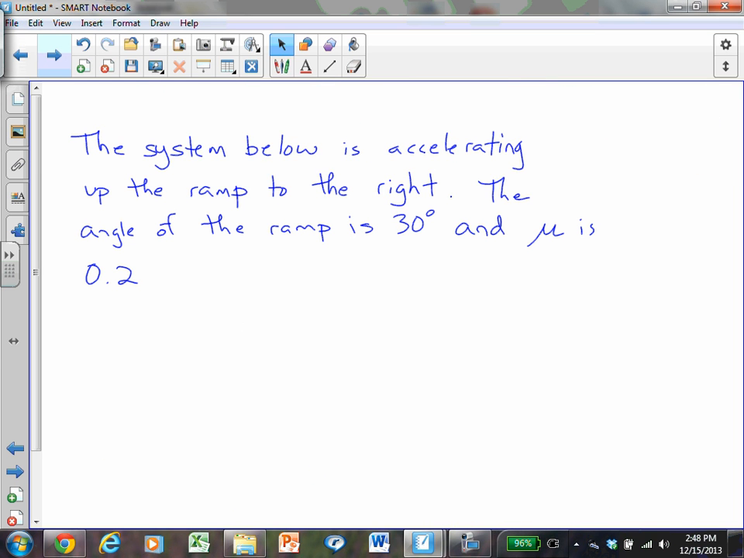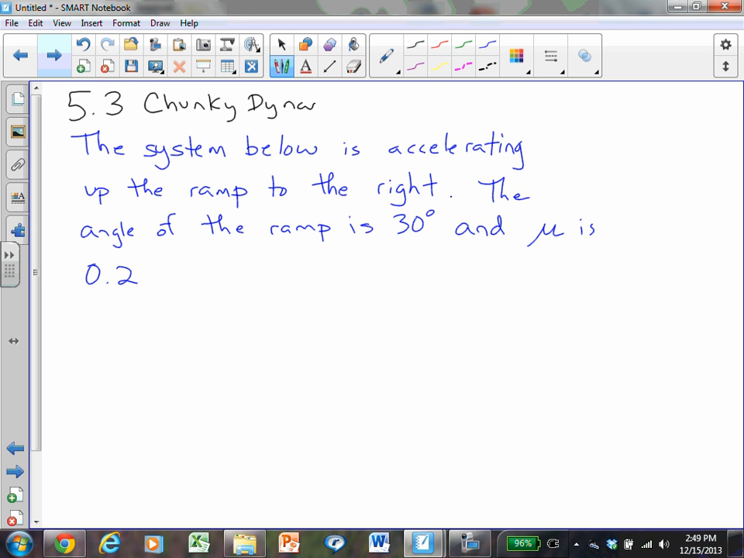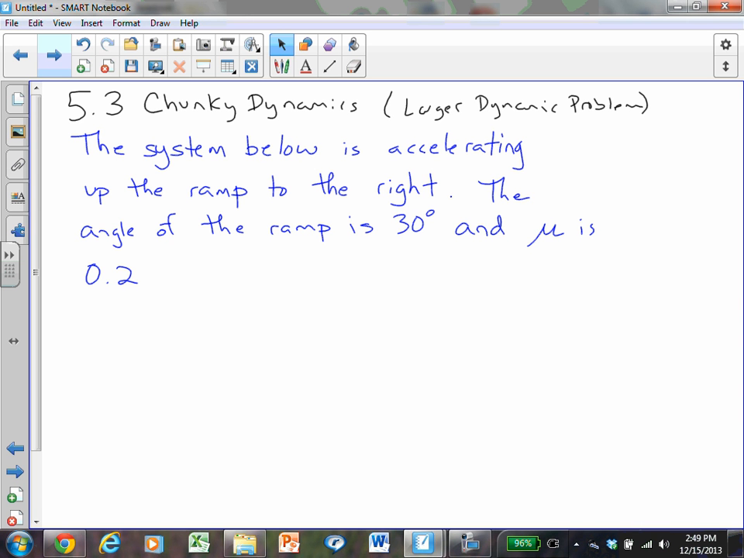Okay, part 5.3 is what's called chunky dynamics, or larger dynamic problems. So if you remember last unit, we did free body diagrams with signs hanging, sitting on scales, or a pulley with a block on a ramp and a block hanging. And we were able to find unknowns that way. But in this case, instead of being in equilibrium, we'll have an acceleration.